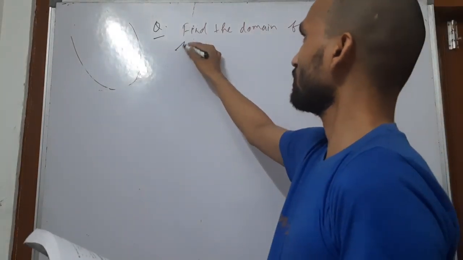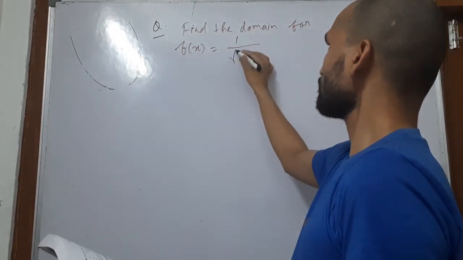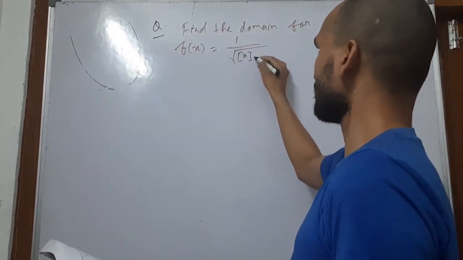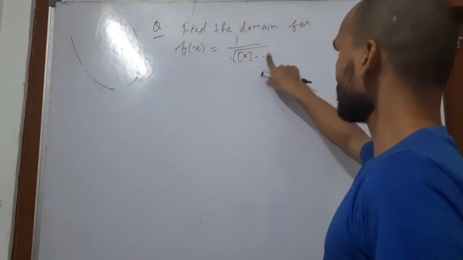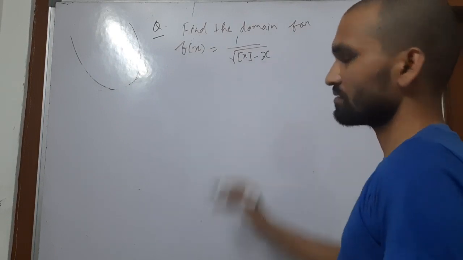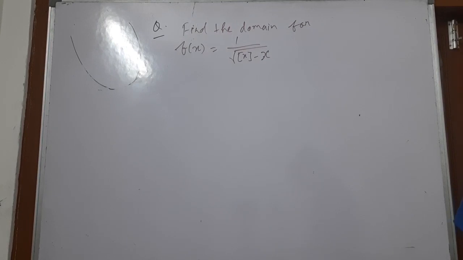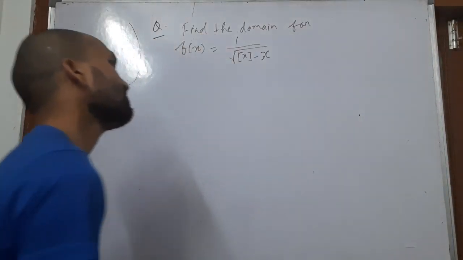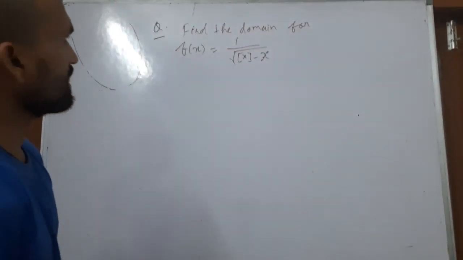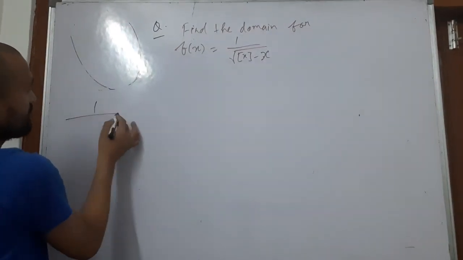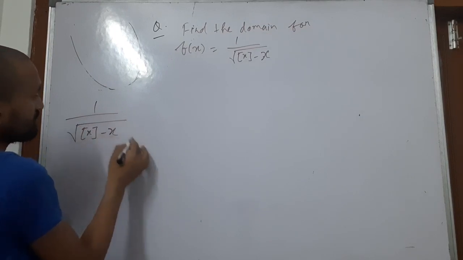Find the domain for f(x) is equal to 1 by square root of greatest integer x minus x. Okay, students, this sign represents greatest integer x. Okay, we have to apply here simply the concept of our defined function. So, as here we have square root of greatest integer x minus x.